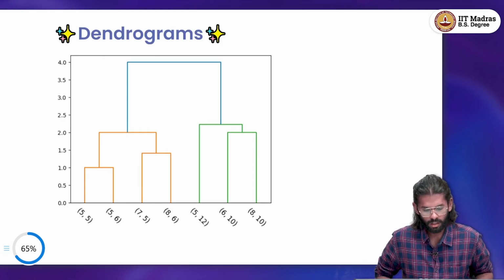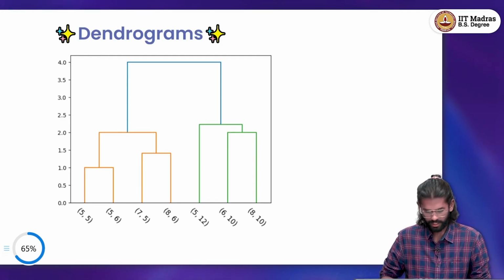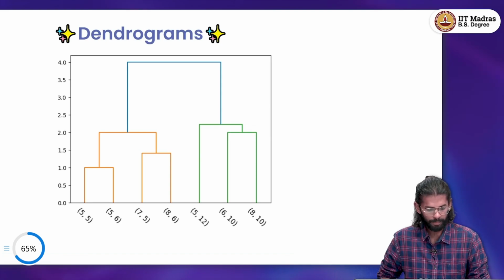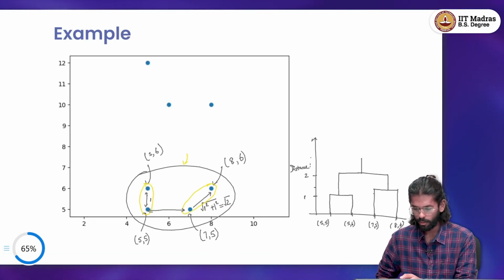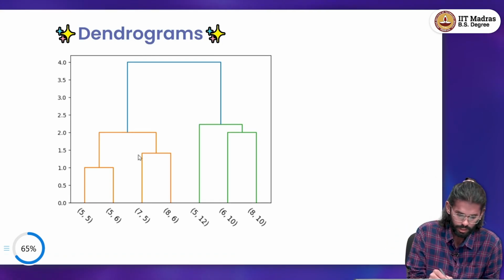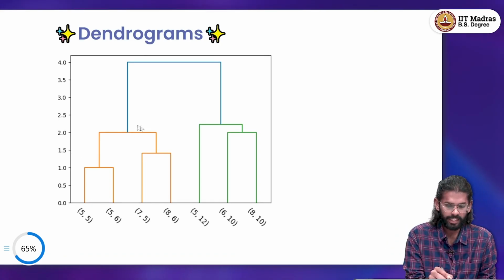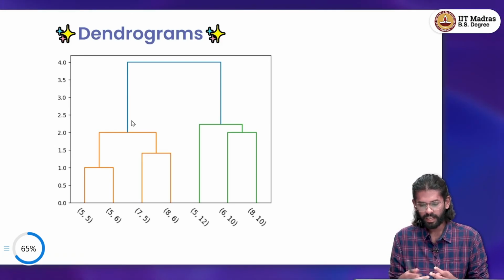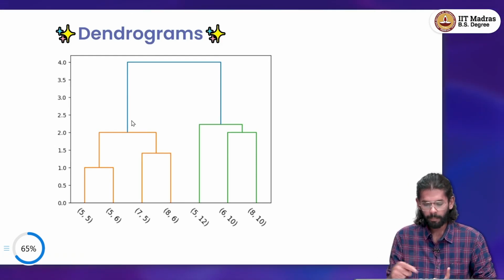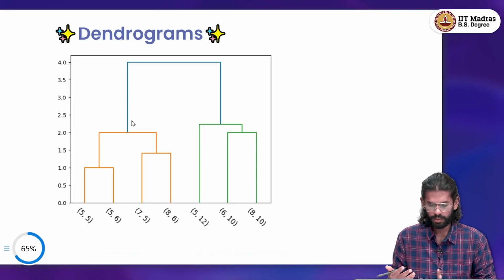So here, as seen before, we had 5 5 and 5 6 connect at 1, then 7 5 and 8 6 connect at 1.414, which is over here. Then those two connect to each other at 2. So that was the part which we drew, and it so happens that the other points also start combining as we go through this process.